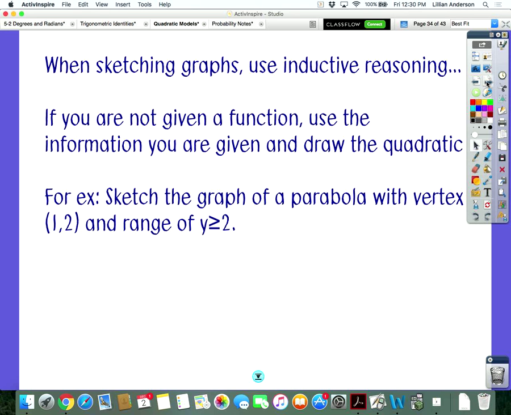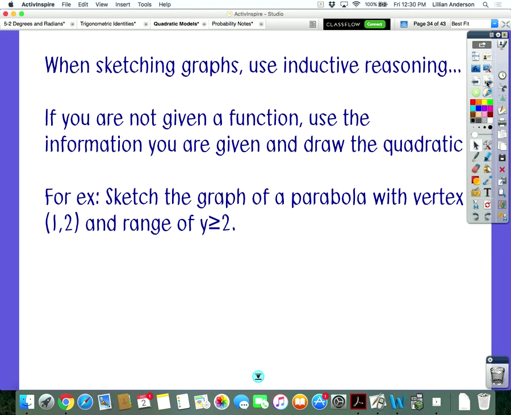But when you are sketching graphs, you've got to use a little bit of inductive reasoning here. If you're given the equation, of course, you know that you can go into your calculator, type it in, look at the graph, and pretty much copy it down onto your paper. But when you're not given a function, you need to use the information that you are given to draw that quadratic. So, for example, this one I'll do with you, and then you guys are going to do some on your whiteboards on your own.